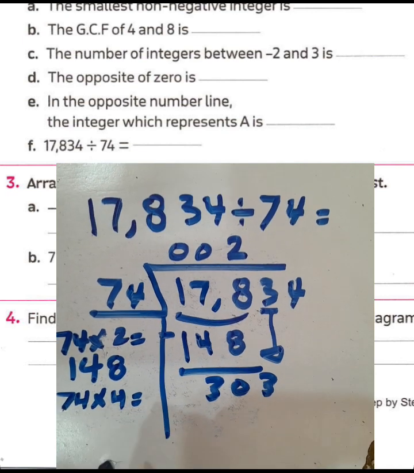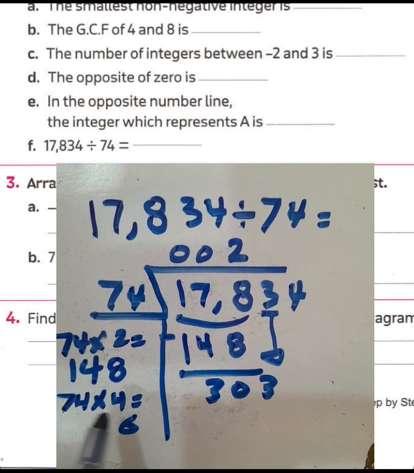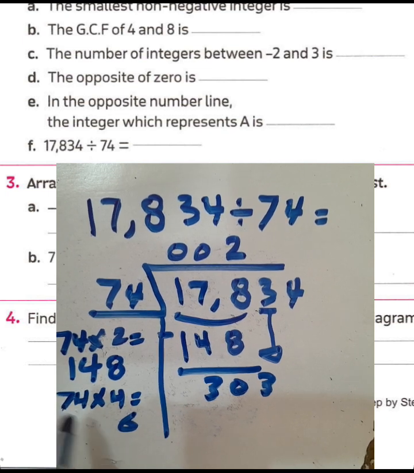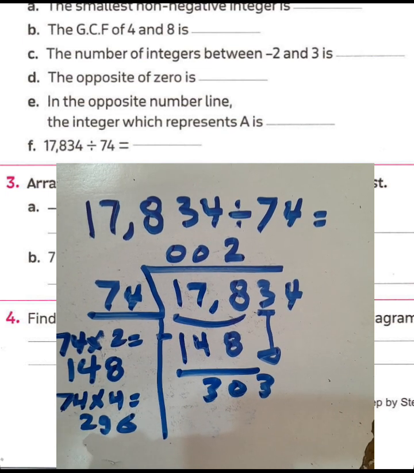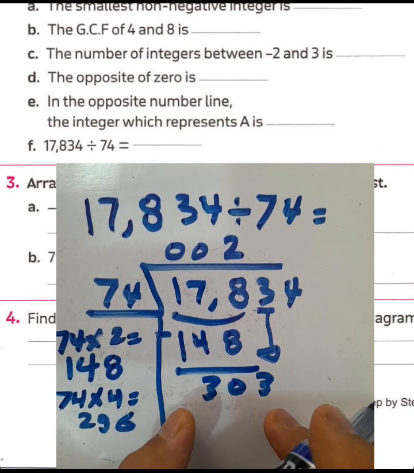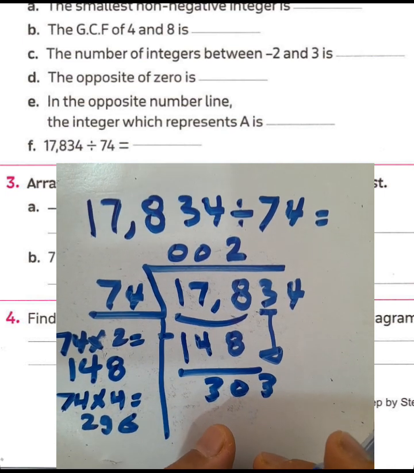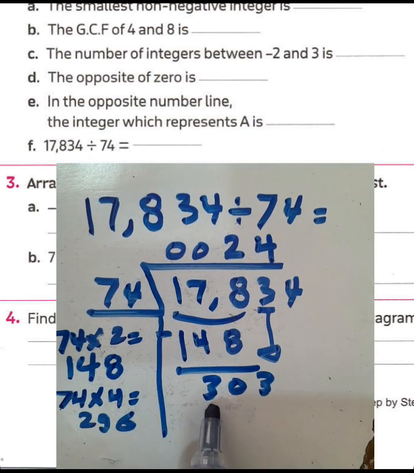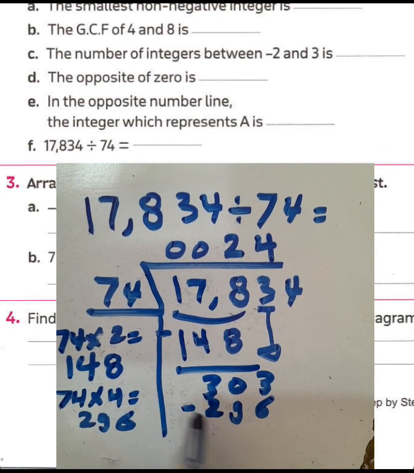4 times 4 equals 16. 6 and carry up 1. 4 times 7 equals 28. 28 plus 1 equals 29. This number is nearest to 303. You can find the difference between them, but don't forget to write 4 in the quotient. And right here 296. Find the difference between them.